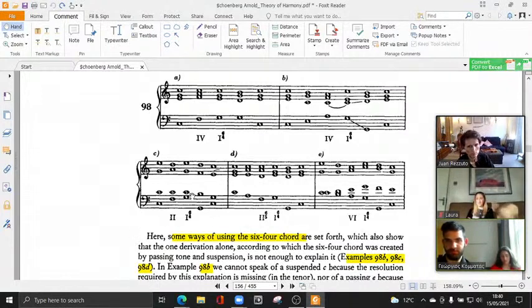This one? Yes. Why? Because we go to the tonic, and also go to the tonic with the soprano singing the do, the tonic. And if you want a perfect authentic cadence, don't you need the leading tone in the soprano?